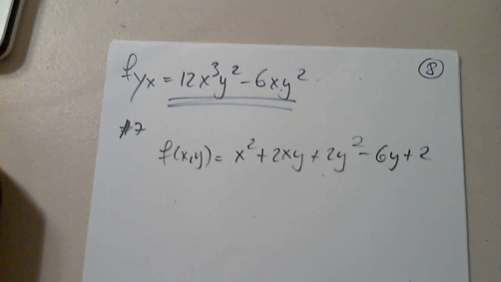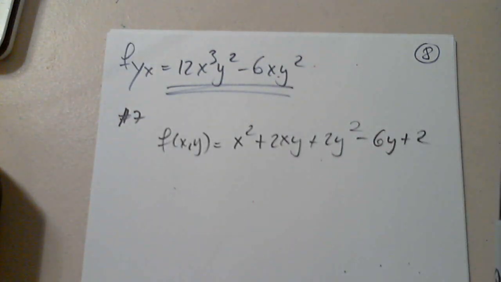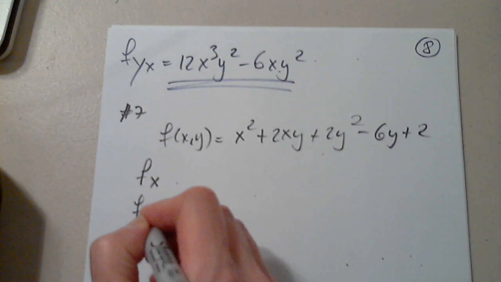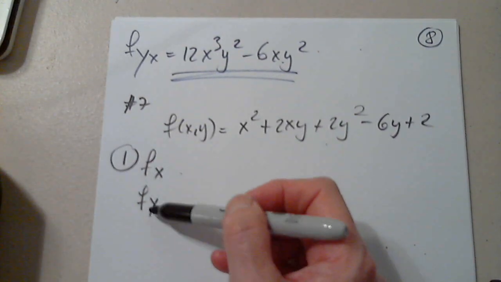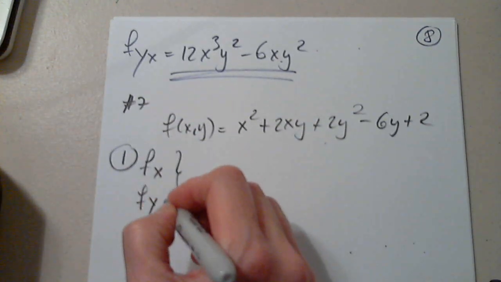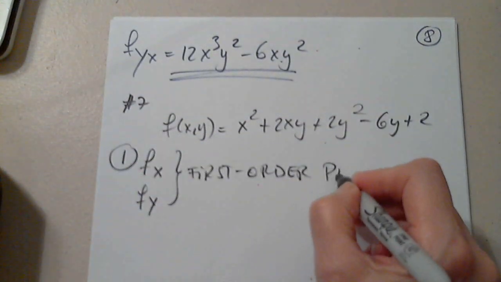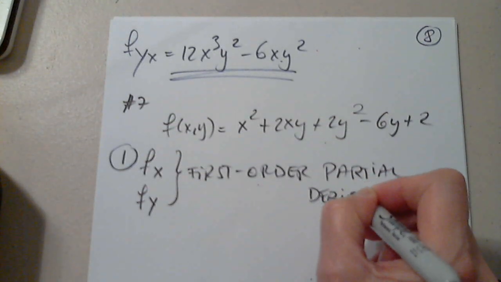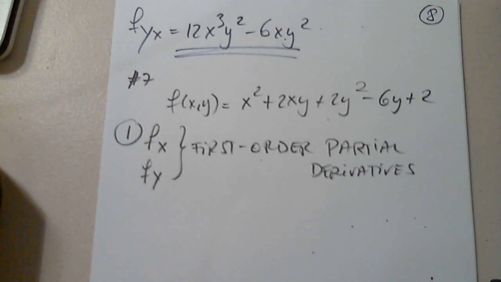So here are the steps. Like before, with the function of one variable, we found the derivative and set it equal to 0. But this time we have to find two derivatives. So this is our first step: we find the first order partial derivatives. Again, first order partial derivatives. Okay, that's our first step.